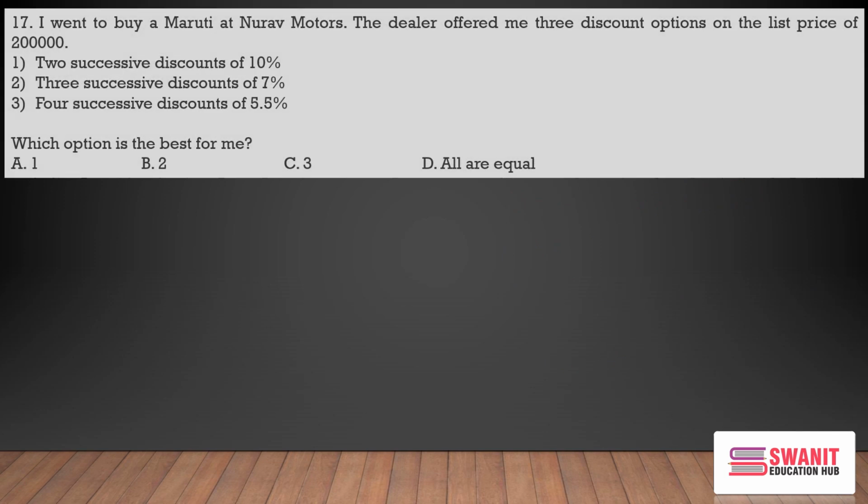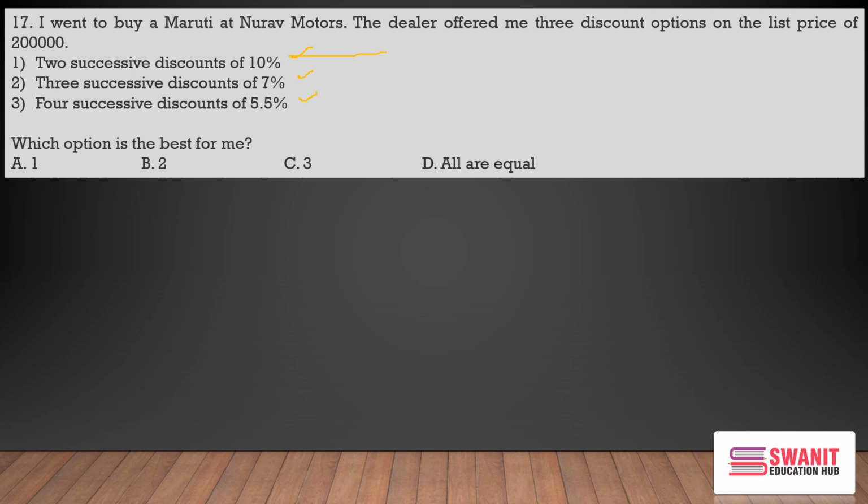I went to buy a Maruti at Neura Motors. The dealer offered me 3 discount options on the list price of 20, in fact 2 lakh: 2 successive discounts of 10%, 3 successive discounts of 7%, and 4 successive discounts of 5.5%. Now the question is, which option is the best for me?